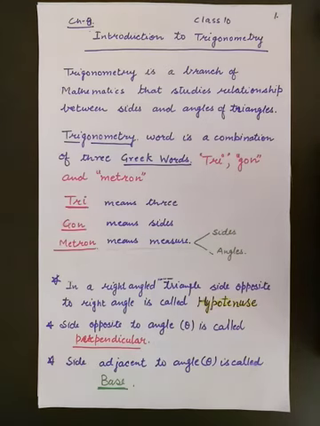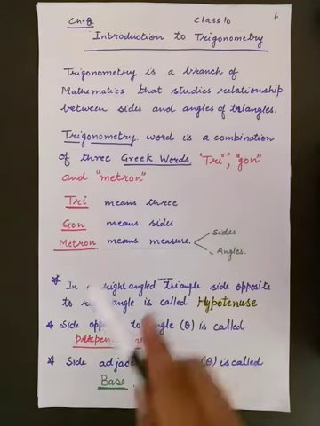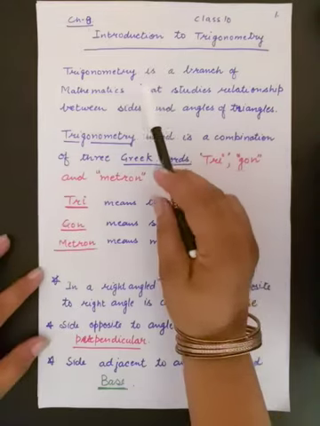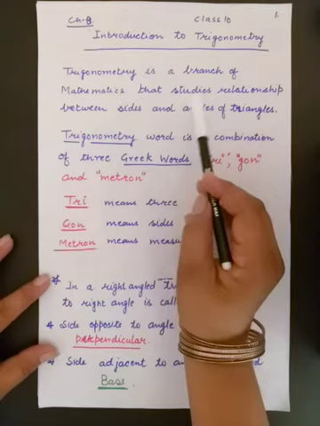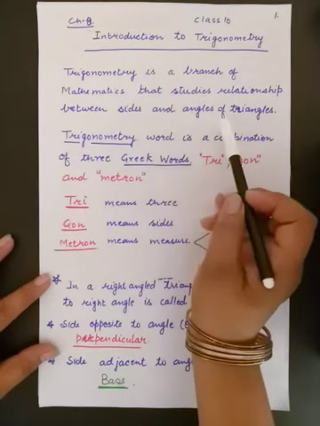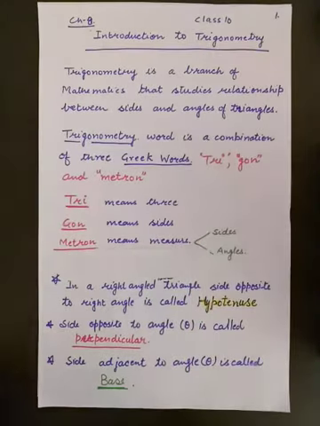Hello students, let us start our chapter 8, that is Introduction to Trigonometry. First of all, you have to know the meaning of trigonometry. So students, always remember that trigonometry is a branch of mathematics that studies the relation between the sides and angles of a right angle triangle.